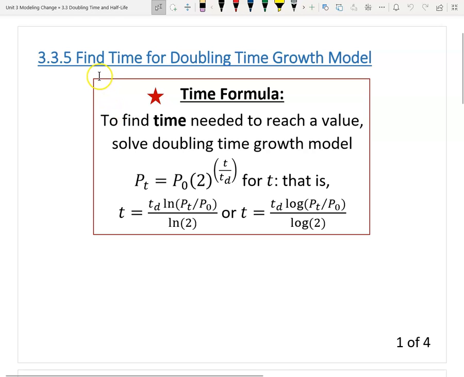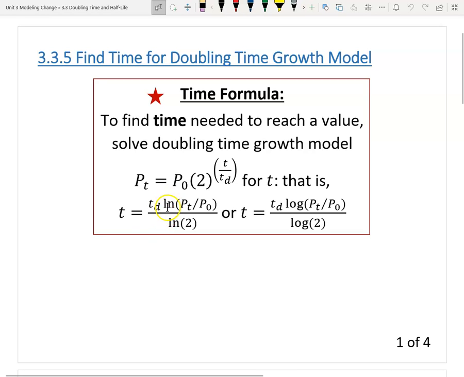In this video, I will introduce a formula to find the time for the doubling time growth model. Here is the formula we call the time formula. To find the time needed to reach a value, we have to solve the doubling time growth model, which is this one we learned before. After you solve this equation, you will find the time formula, which is here.